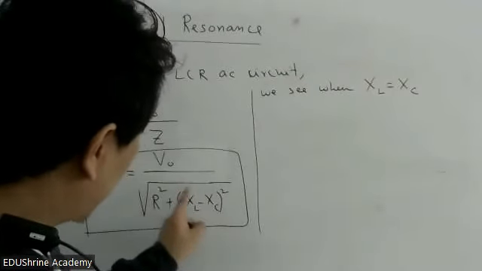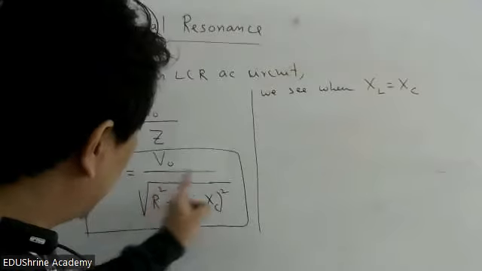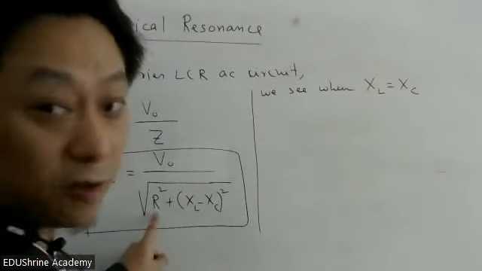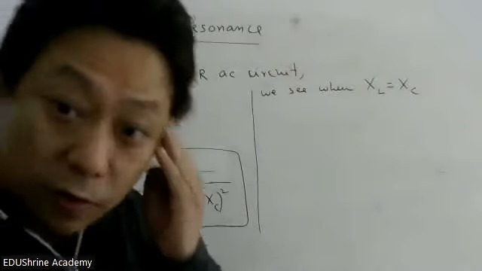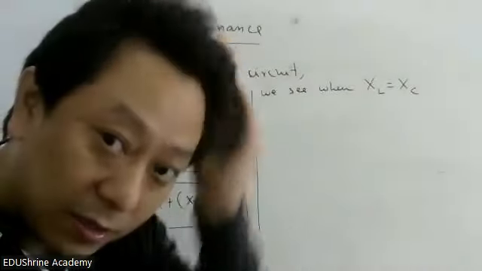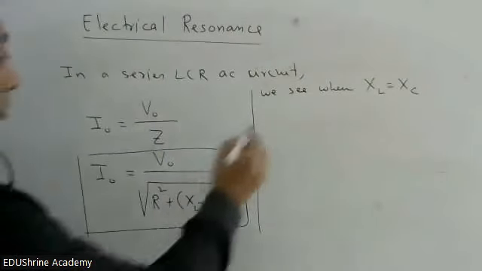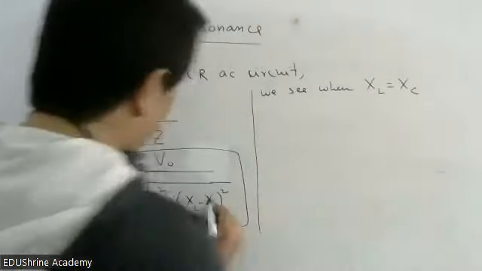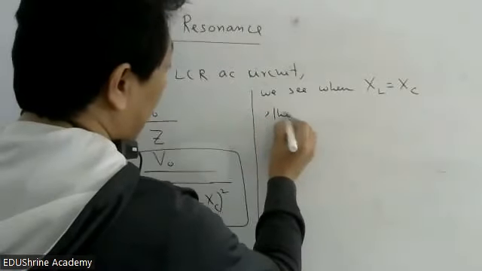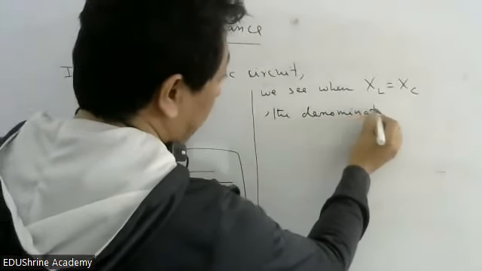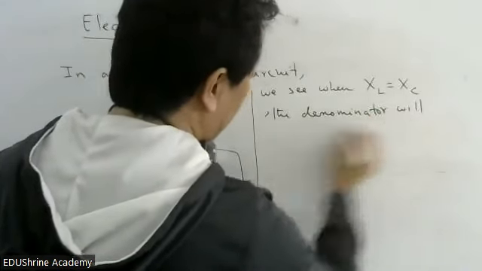Zero. That means once this becomes zero, the denominator will have minimum value, because R you cannot make zero, remember. Resistance will always be there. Once you have a wire, some resistance will be there. So we see that when XL is equal to XC, the denominator will be minimum.